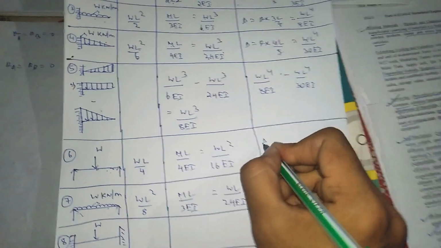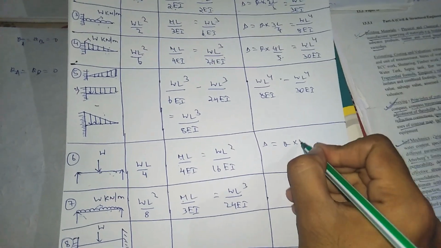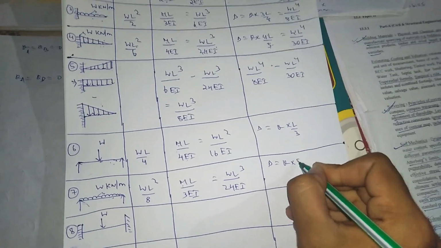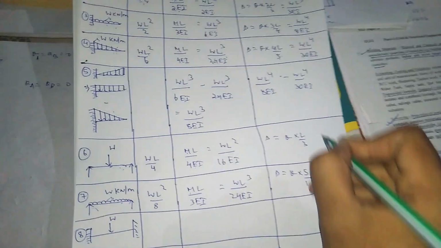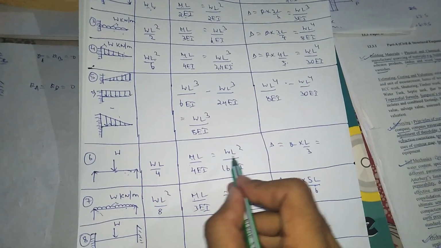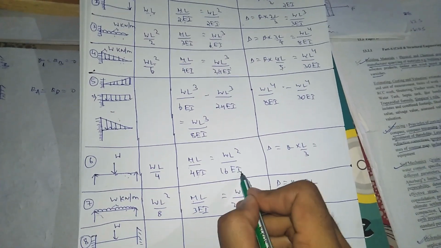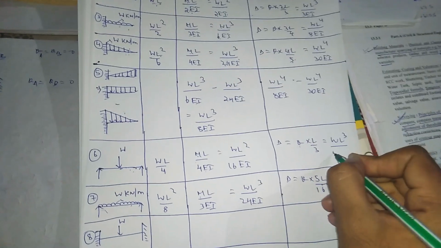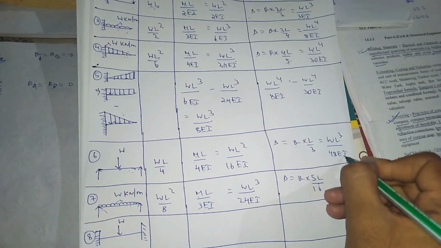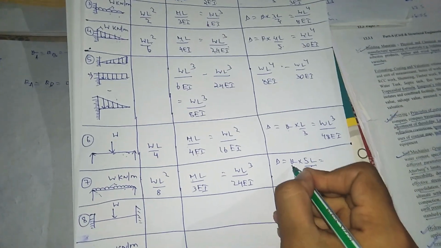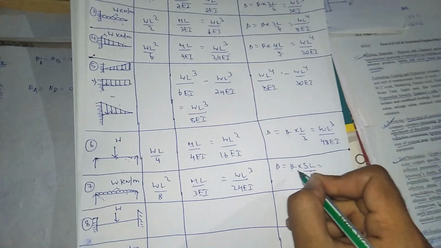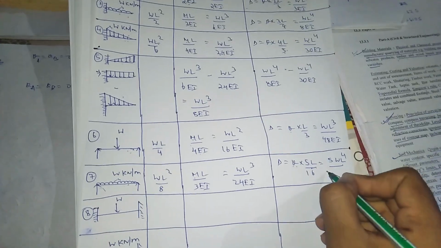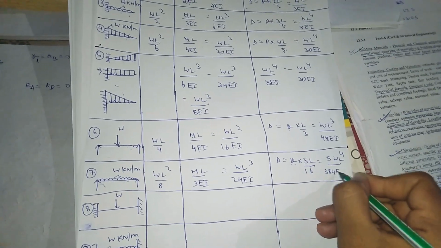For this, deflection is equal to slope into L by 3, and this deflection is equal to slope into 5L by 16. Okay, so after placing the slope value here, slope value is WL square by 16 EI, we will get WL cube by 48 EI. Similarly, after placing the value of slope, which is WL cube by 24 EI, here we will get 5 WL power 4 by 384 EI.